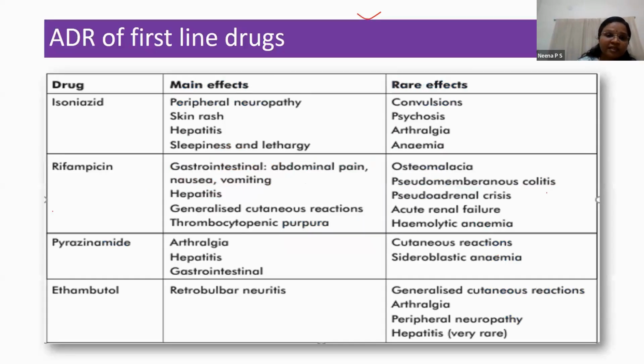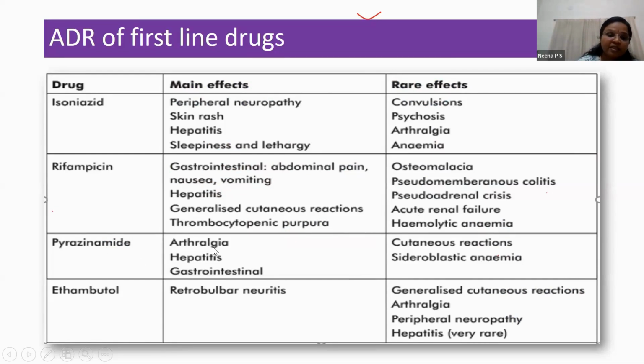So the common adverse drug reactions, you all will be very familiar: isoniazid causing peripheral neuropathy and hepatitis, rifampicin with hepatitis and nausea. But you can also have life-threatening situations like pseudo-adrenal crisis, where the patient may require steroid therapy, and acute tubular necrosis and hemolytic anemia. When this occurs, it's an absolute contraindication for restarting rifampicin. He may also have developed thrombocytopenia. That's also a contraindication for restarting rifampicin.